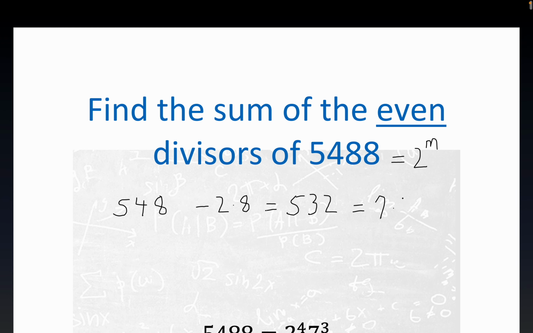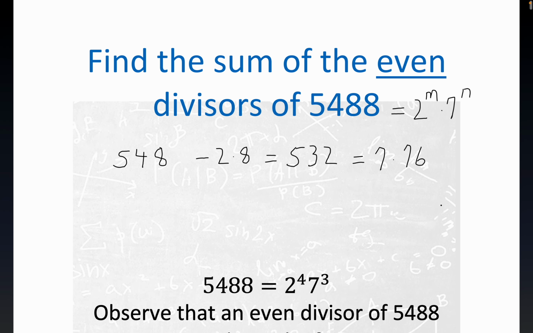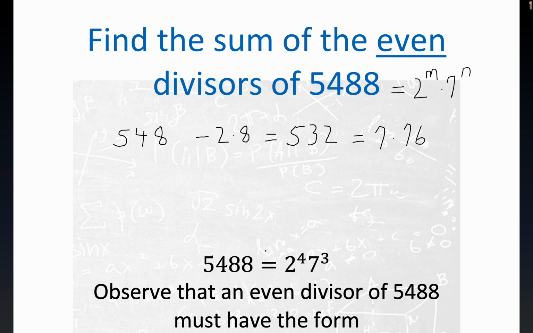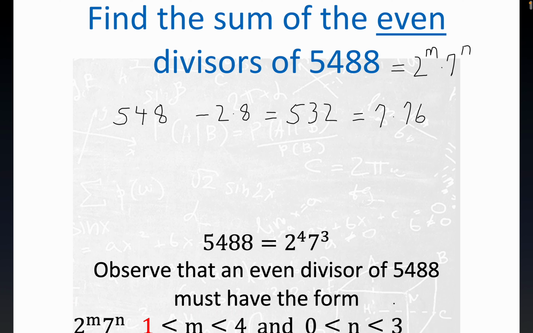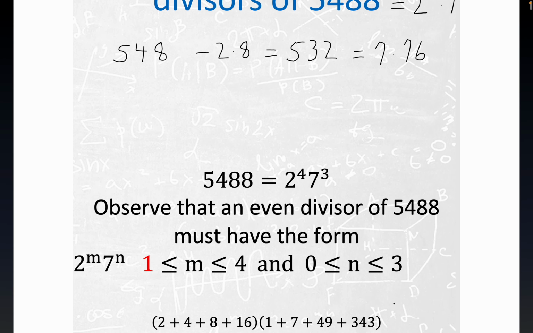Now what that implies, and again, it's not clear, but it's just a divisibility test. 7 times 76 is 532. That intimates that 7 is also a divisor. So with a little work, we find that 5488 is actually equal to 2 to the 4th times 7 cubed. And again, that's not too hard to verify, but we do know that 2 and 7 are the only prime divisors of 5488.